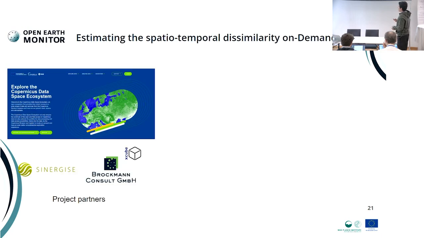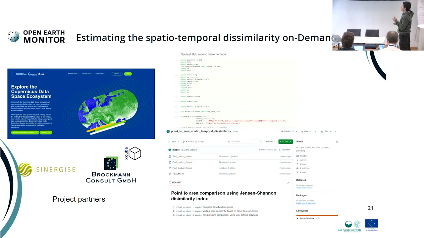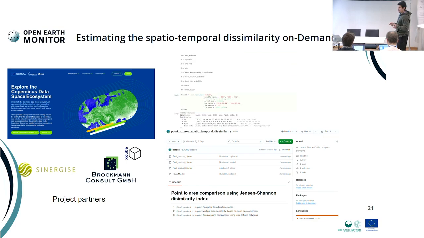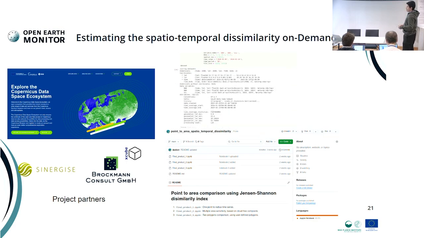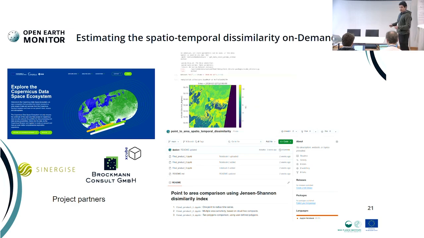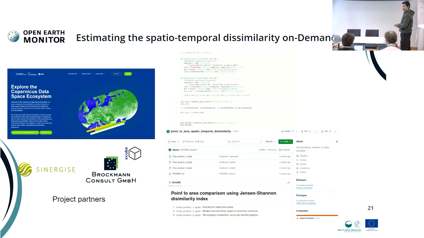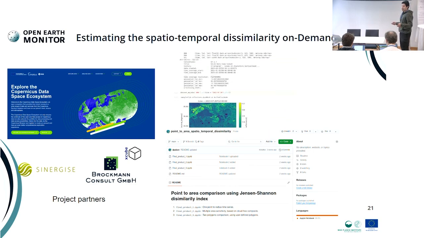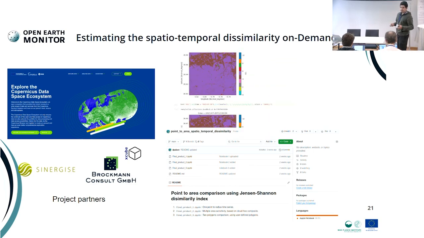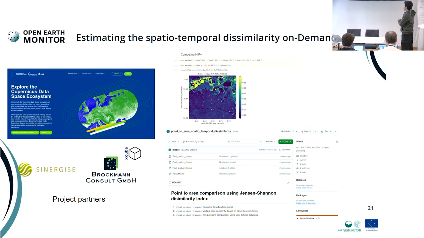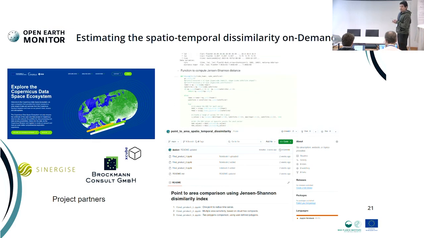I would like to mention that now, thanks to our partners, Synergize and Brockmann Consulting, that have been supporting us, it is possible to run the analysis of the heterogeneity for any site in the world using the Copernicus Data Space Ecosystem. For this, we produced three notebooks where the users can choose a point and different radius sizes, and perform the same analysis on the fly in the cloud using the credits provided by the Copernicus Data Space Ecosystem. Right now, the notebooks are private, but we are planning to release them after the publication of the study.